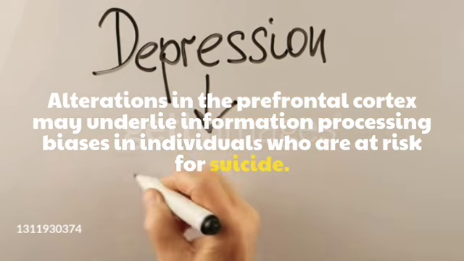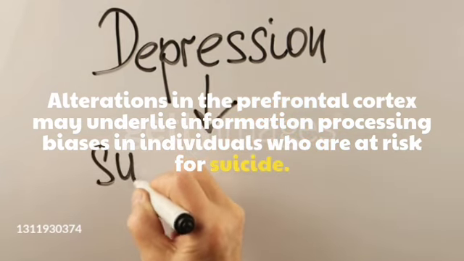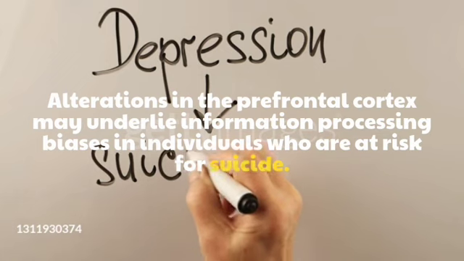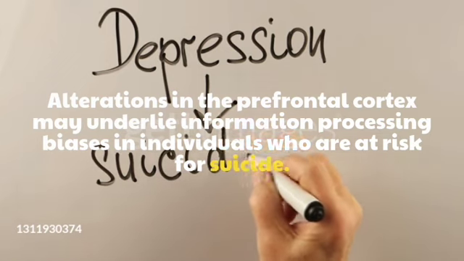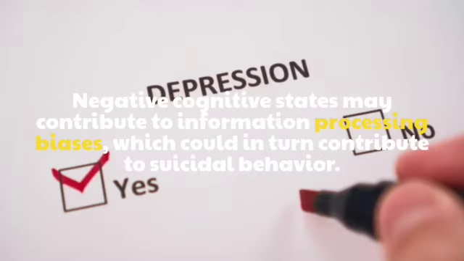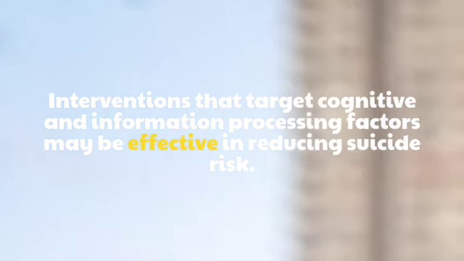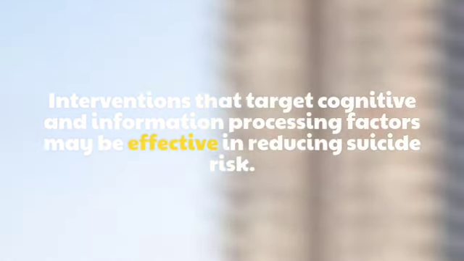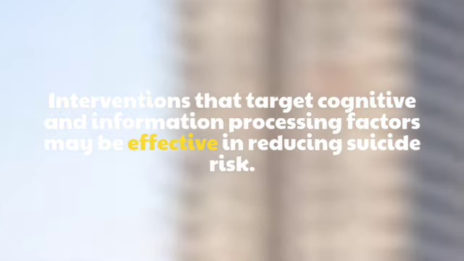Alterations in the prefrontal cortex may underlie information processing biases in individuals who are at risk for suicide. Negative cognitive states may contribute to information processing biases, which could in turn contribute to suicidal behavior. Interventions that target cognitive and information processing factors may be effective in reducing suicide risk.